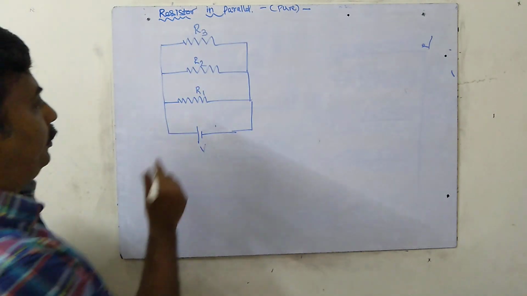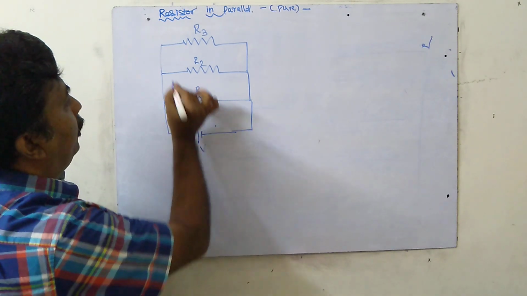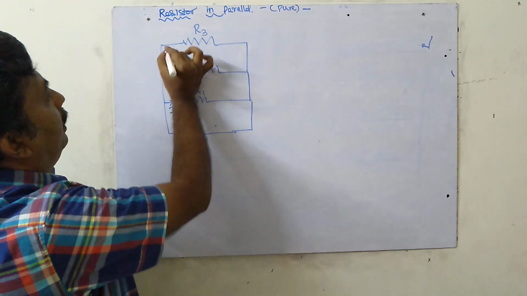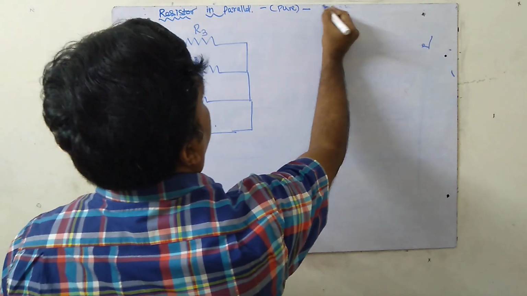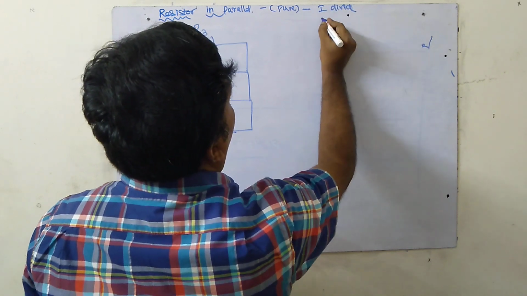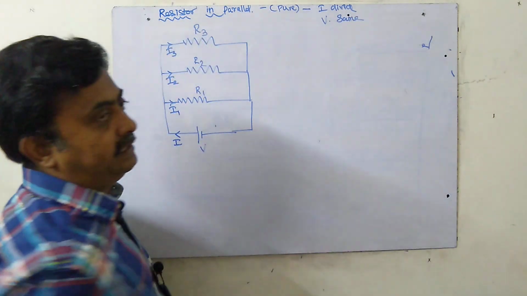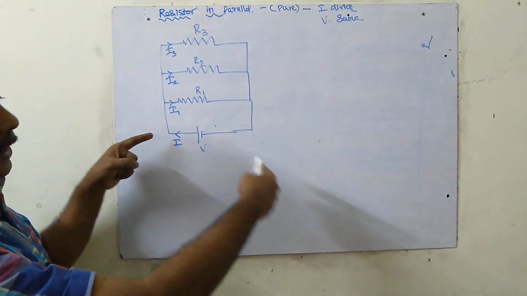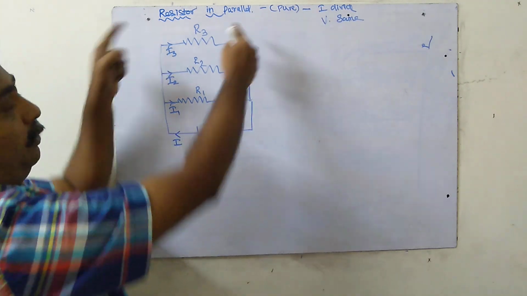But what happened to the current? This is the total current, but it will divide into I1, I2, and I3. In a pure parallel circuit, the current divides and the voltage remains the same, constant. All the voltages will be V. So for 10 volts, it means 10 volts, 10 volts, 10 volts.